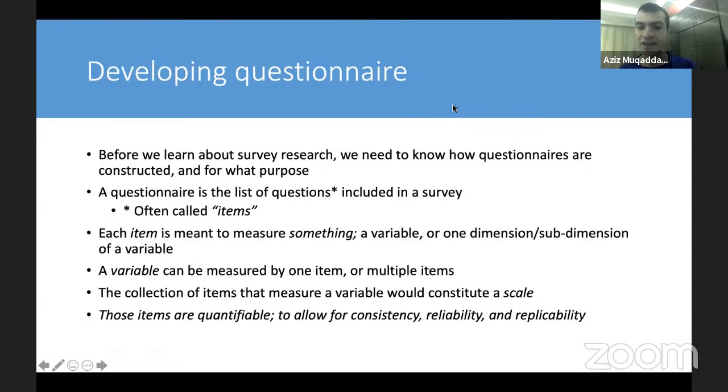Can someone tell me, do you know what a questionnaire is? Can someone tell me what a questionnaire is? You hear the word questionnaire. What does questionnaire mean?